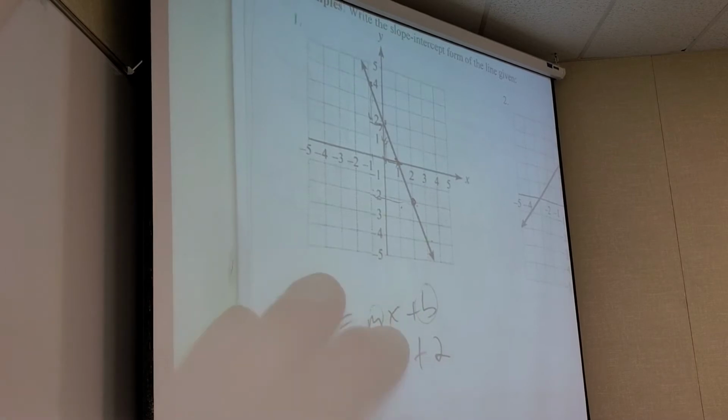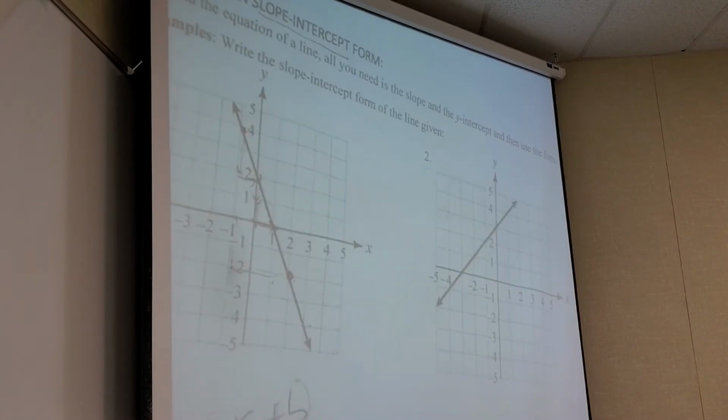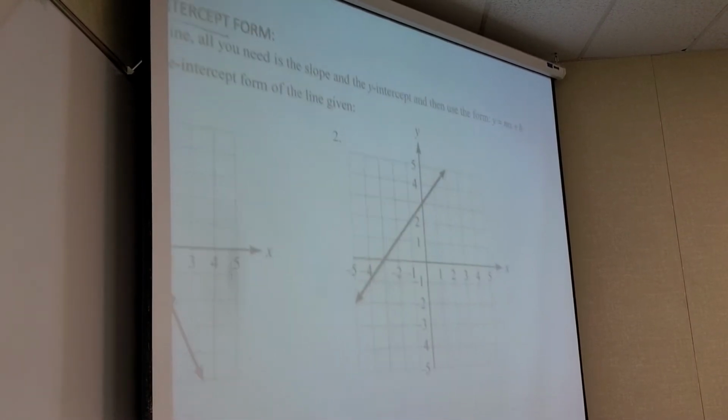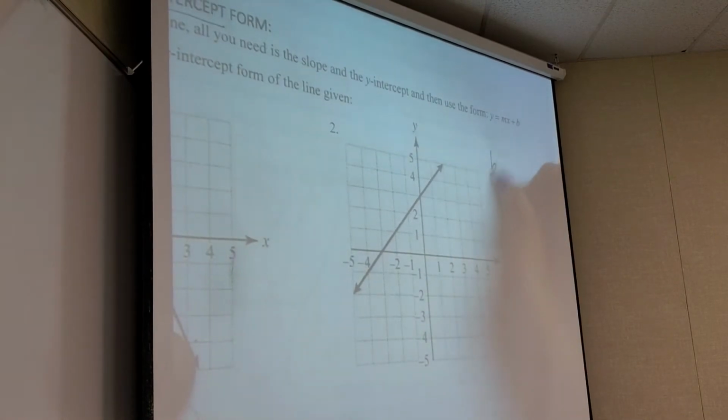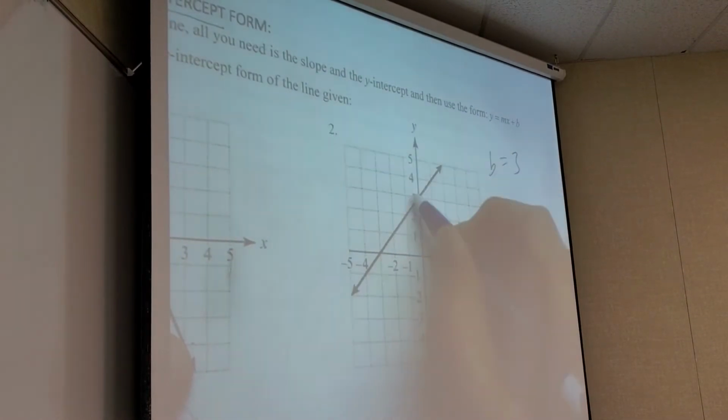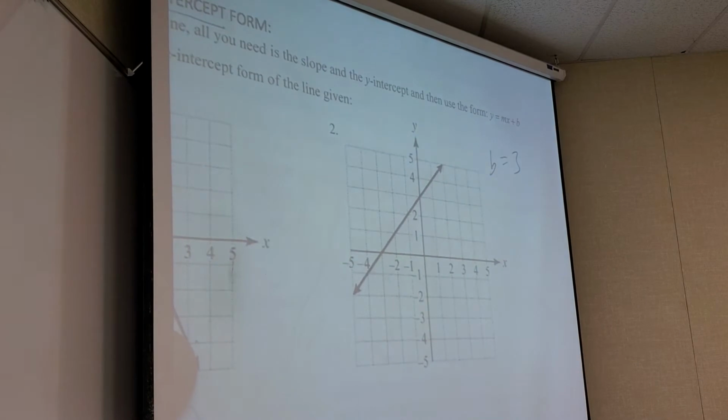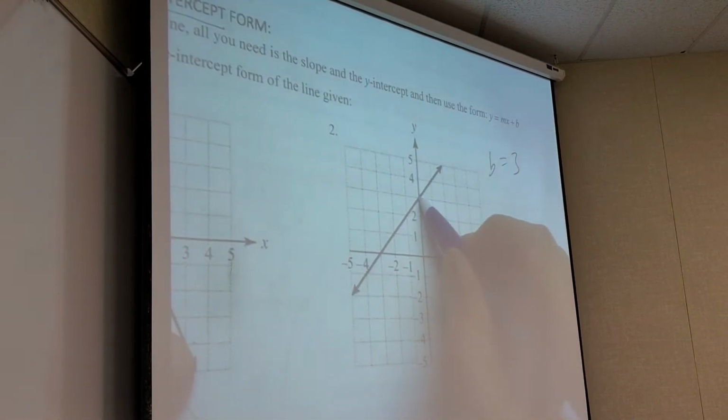Okay, maybe. So what about this one? Can you guys see the y-intercept? Yeah. So we know what b is. B is 3. I'm not sure why it's the only number that's not there. And then what's the slope?